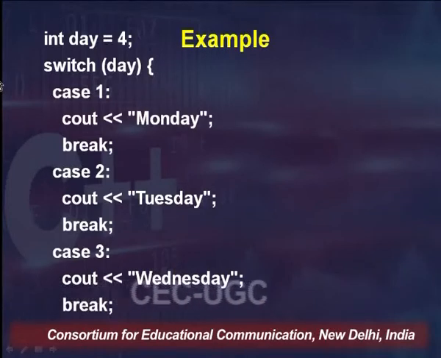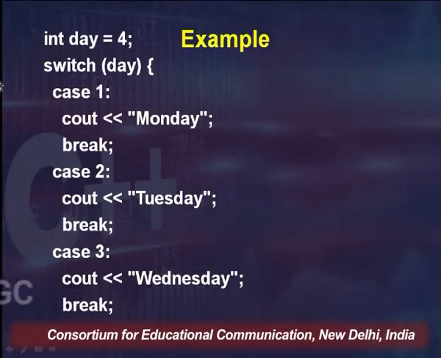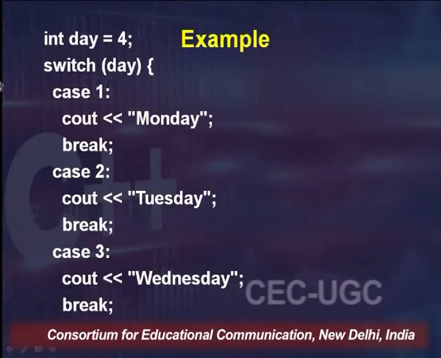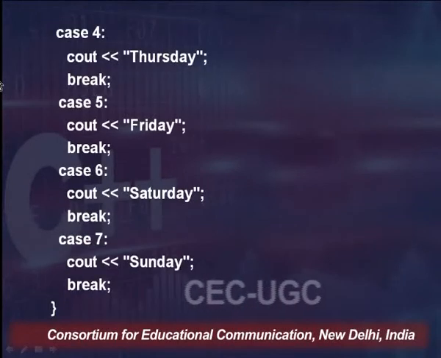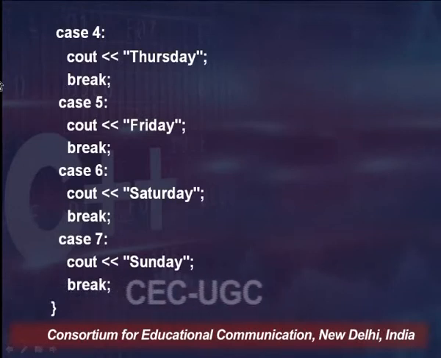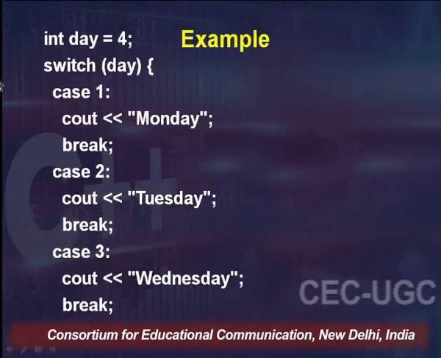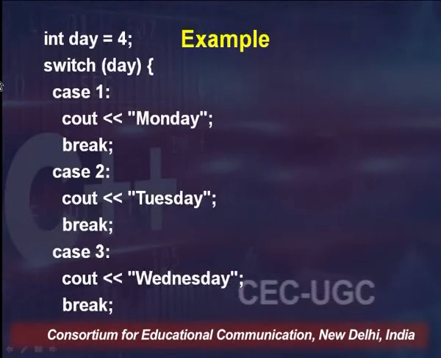So now the value of day is 4. Case 1 followed by a colon, cout Monday, and then break. In case 2, it will say cout Tuesday followed by a break. Case 3, cout Wednesday followed by a break. And similarly for Thursday, Friday, Saturday and Sunday: case 4, case 5, case 6 and case 7. I have not used a default statement in this example. Coming to the dry run, how is it going to take place? For example, the value of day here is 4.